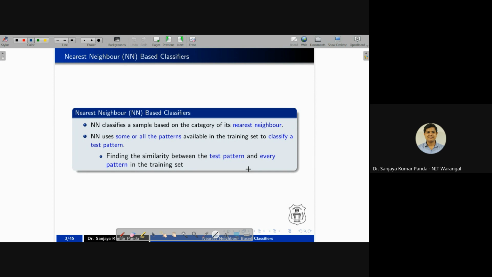So NN classifies a sample based on the category of its nearest neighbor. For example, that new student has similarity with another student. Here the meaning of similarity you can consider in different ways. The meaning of similarity may be that the student performance is good, or that the home location of both students is the same. Something like that. So based upon its nearest neighbor, who is very close to that particular student, we are going to assign a particular category.